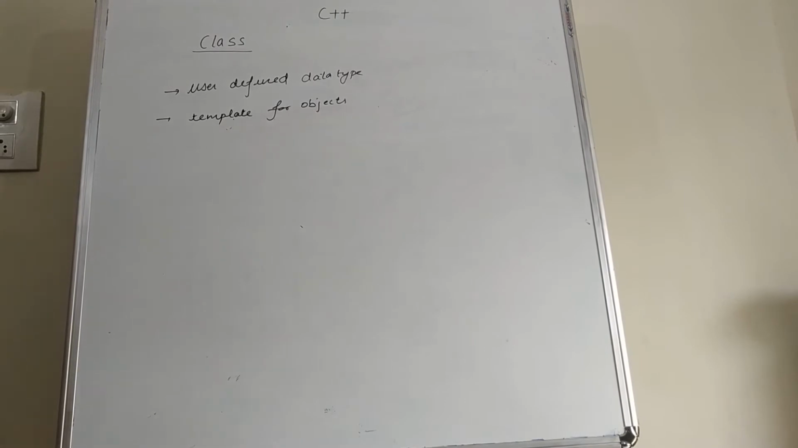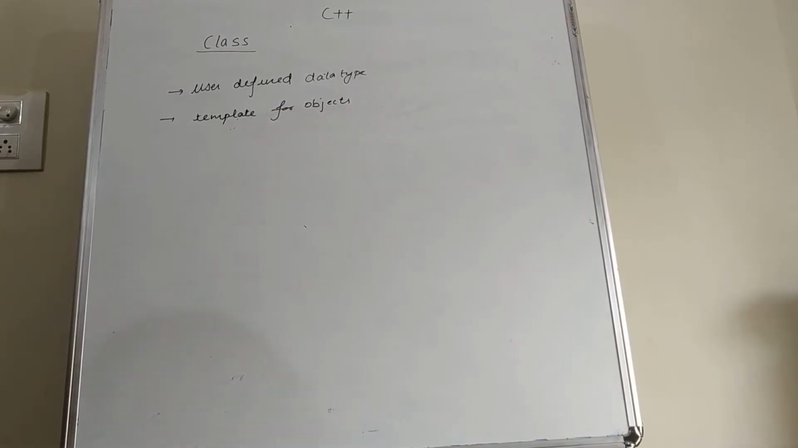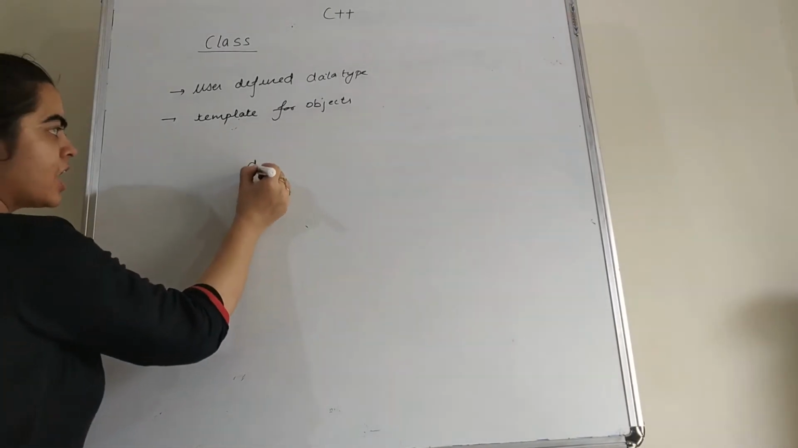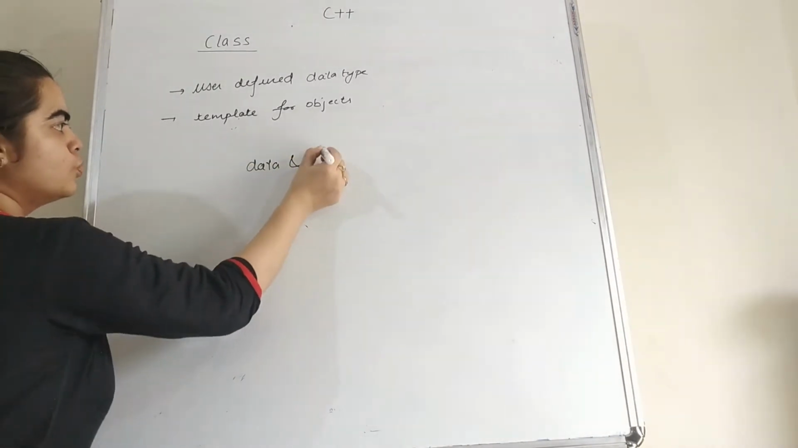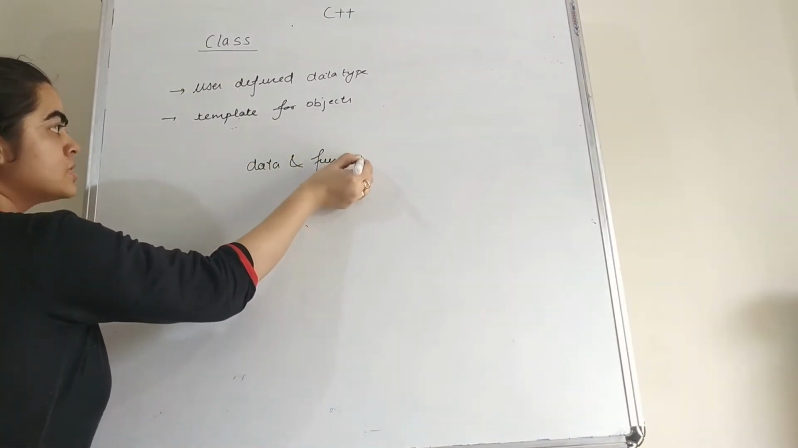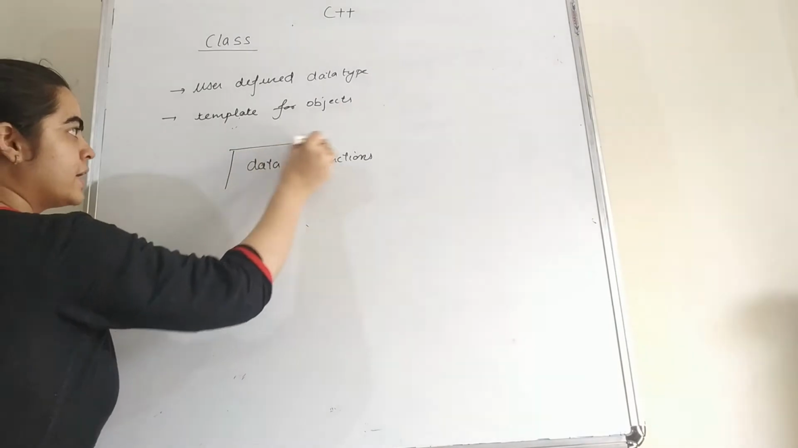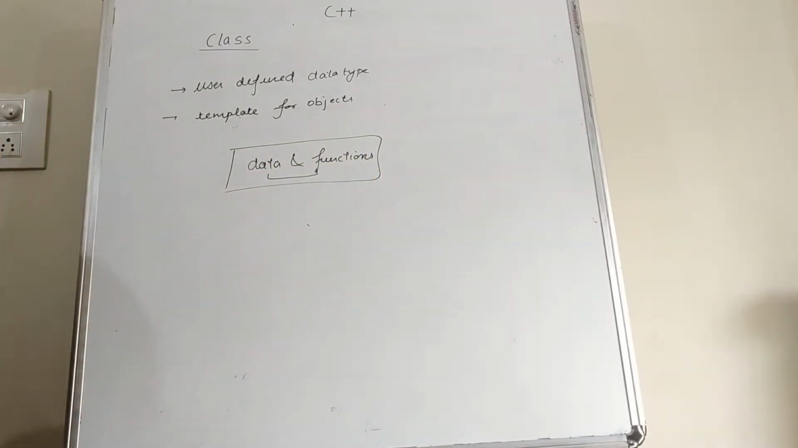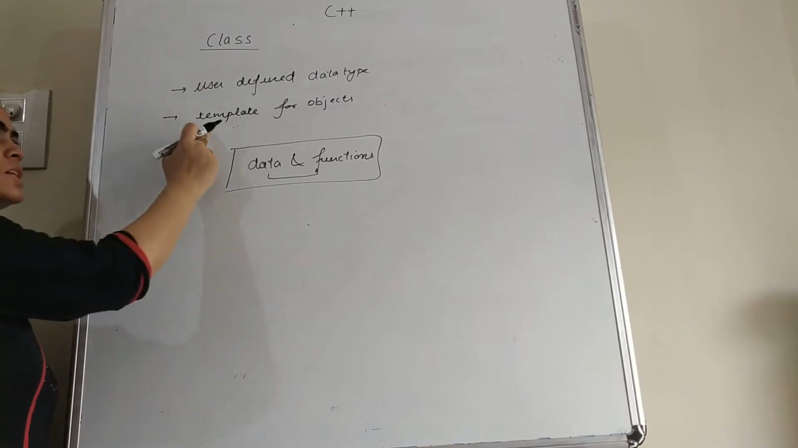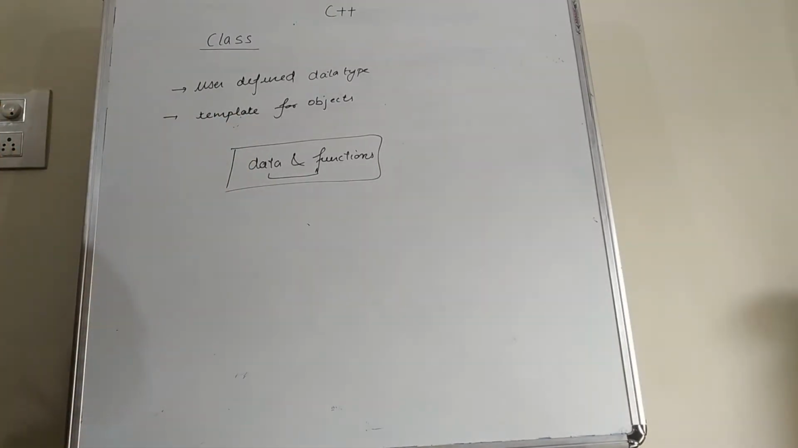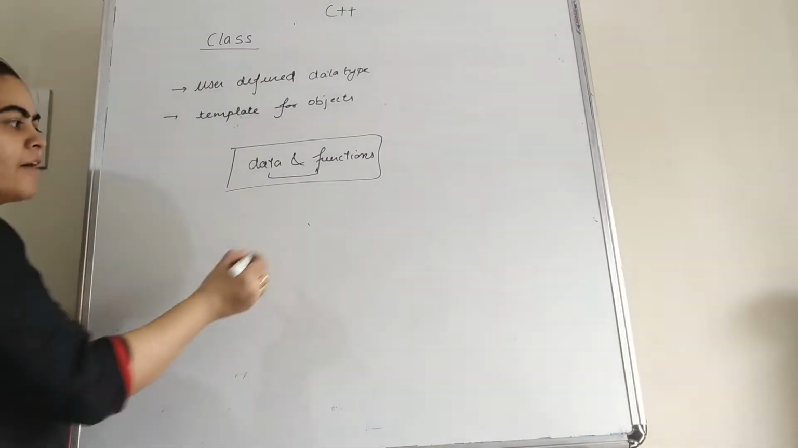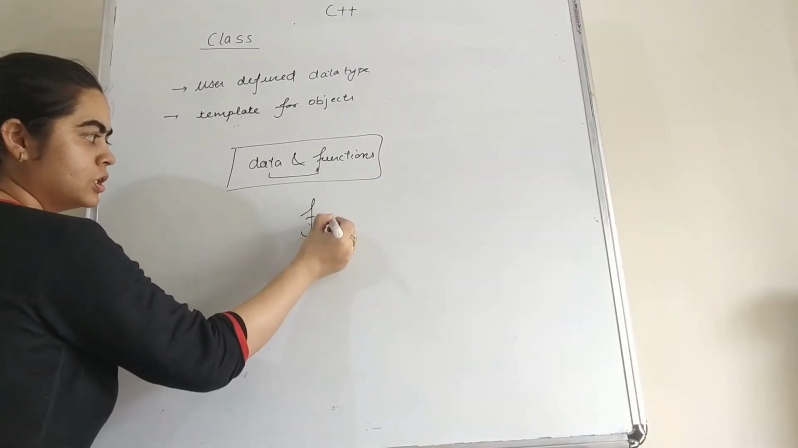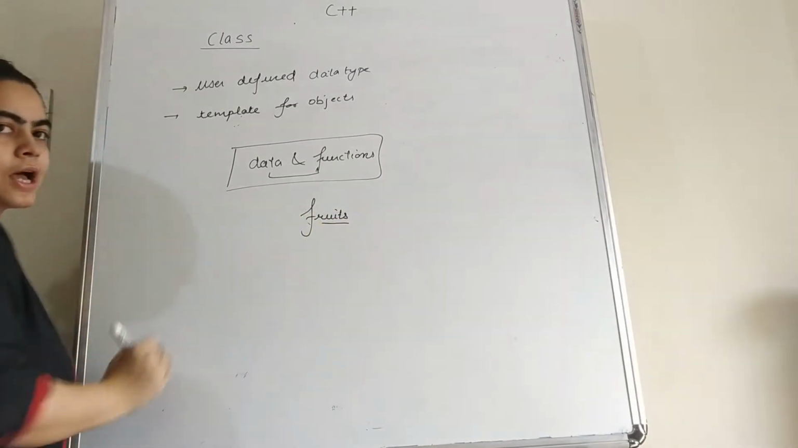Class is a user-defined data type that can bind data and functions into a single unit. So that means a class contains data and the functions that are associated with this data. In simple language, class is a template for objects. See students, for example, we have a class with the name fruits. Okay students, so the name of the class is fruits.